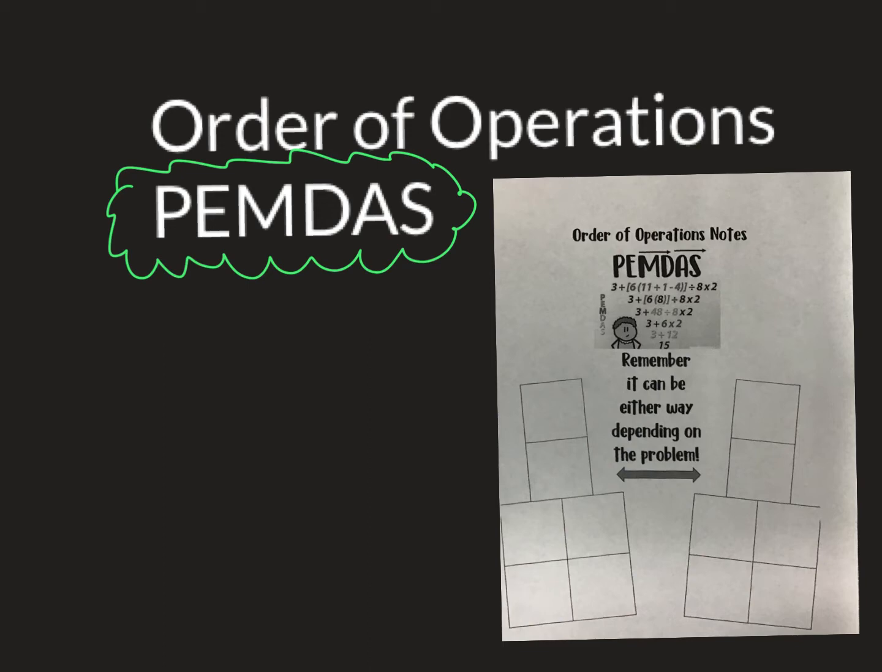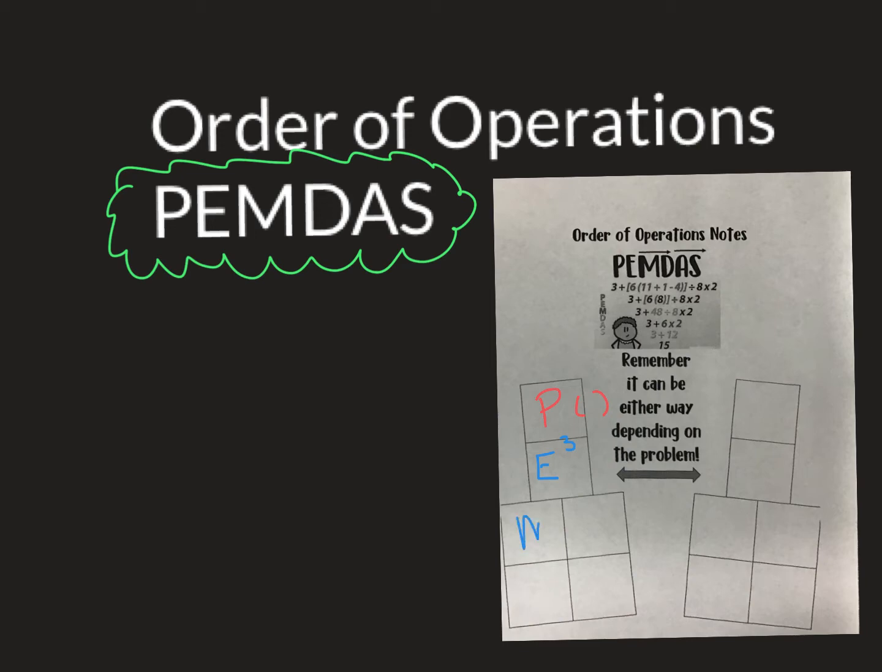So let's review the order. We always start with our parentheses, and remember, parentheses looks like that. We have to solve whatever is inside those parentheses before we can do anything else. Also, if you have multiple operations inside the parentheses, you have to follow order of operations when you're solving that as well. Next is going to be our exponents. Remember, our exponents is going to be that little floating number at the top.